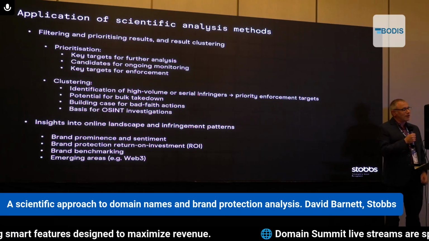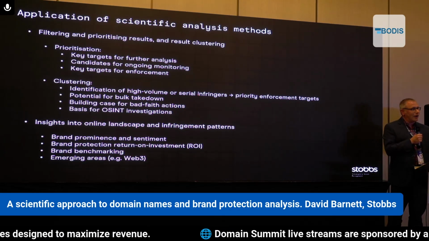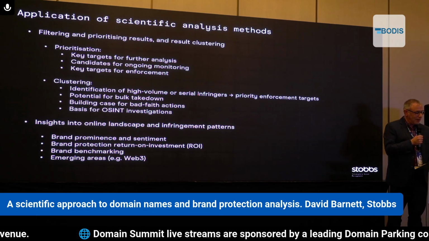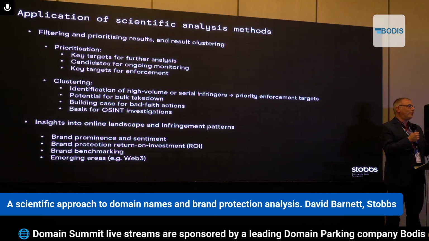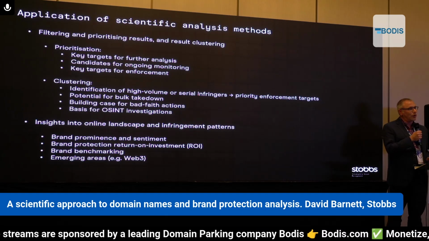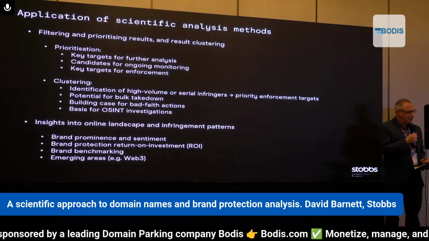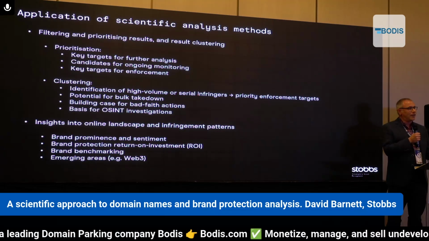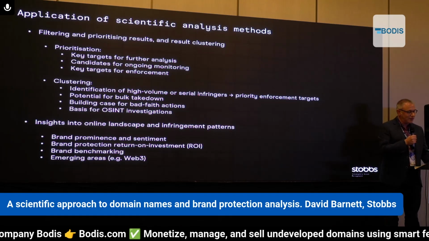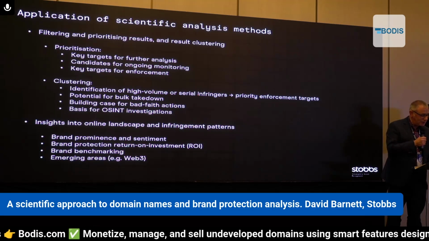And again, there's a few reasons why that can be useful. It can help you identify who your key infringers are. So they're the people you take action against first. If you find that there are, for example, lots of infringing domains that are linked to each other, you can take them down all in one go through some sort of bulk takedown action. If you can identify that an infringer has been involved in lots of different activities, you can build a stronger case of bad faith action, and so on.